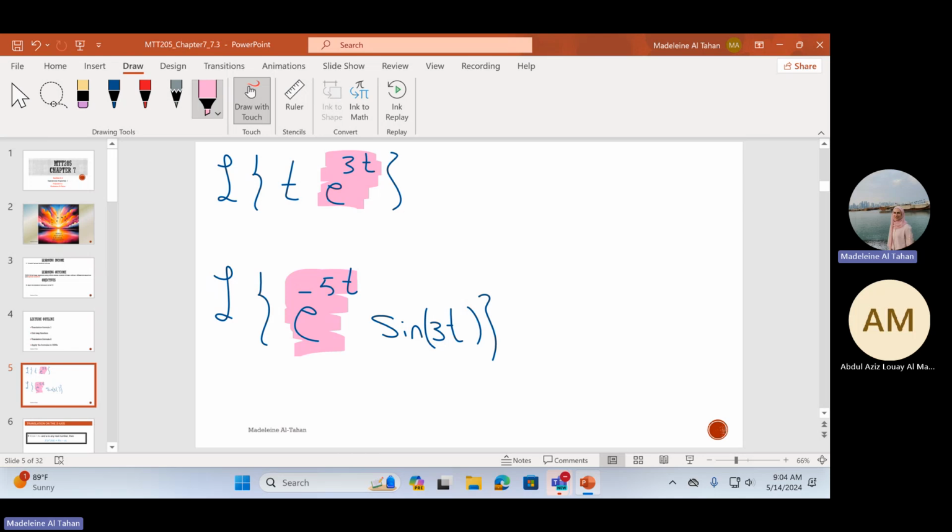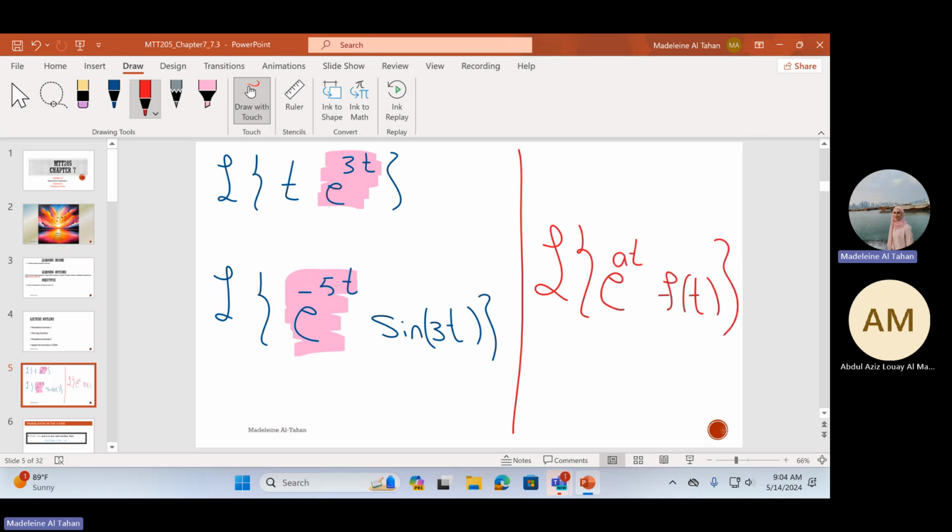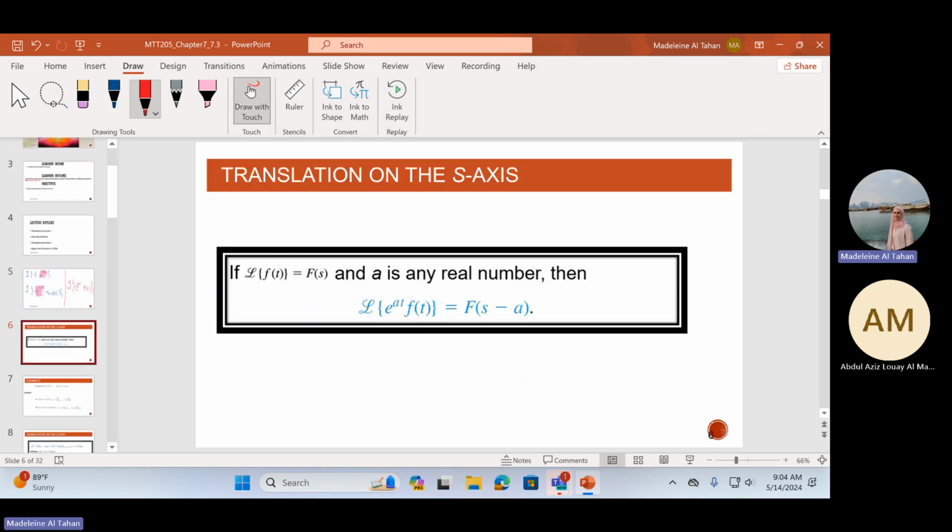So our problem is in the exponential. Our aim for today is to solve Laplace of something e power at multiplied by a function whose Laplace we know. So let's say I have t power 100 multiplied by e power something, or cosine 70 multiplied by e power negative 90. The formula is very easy.